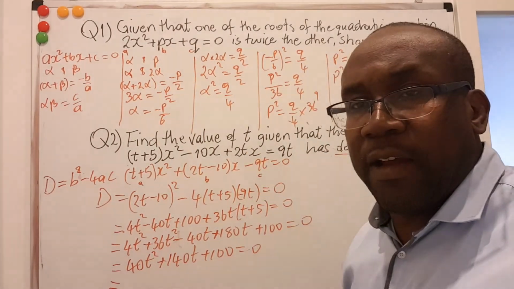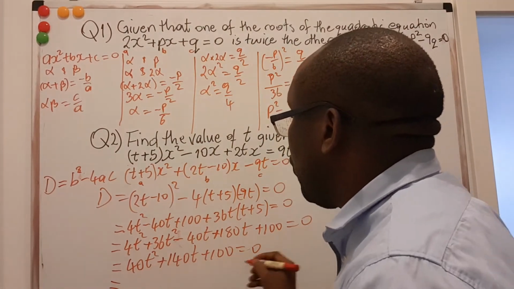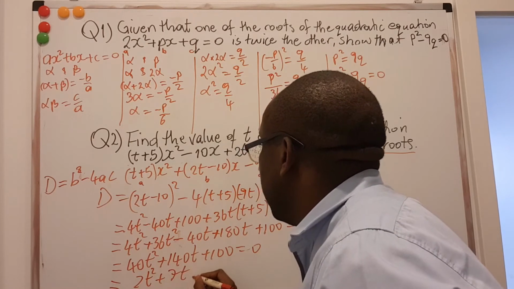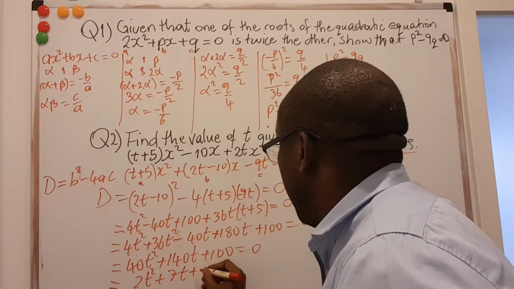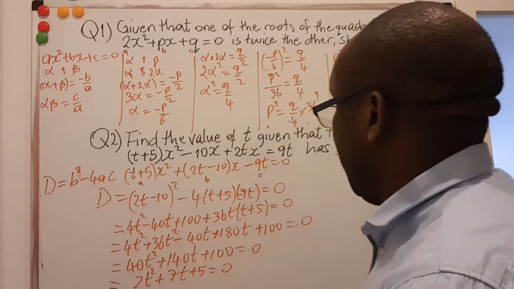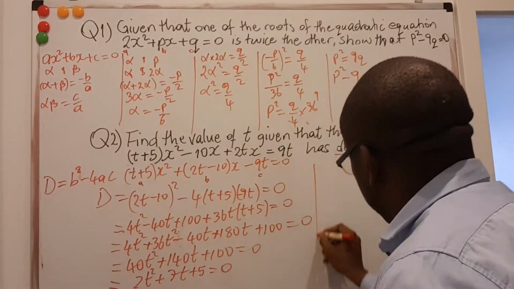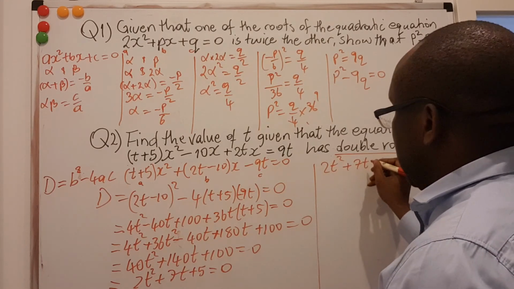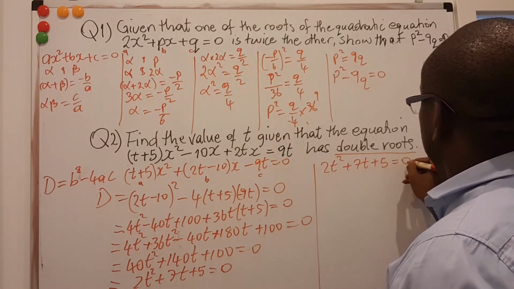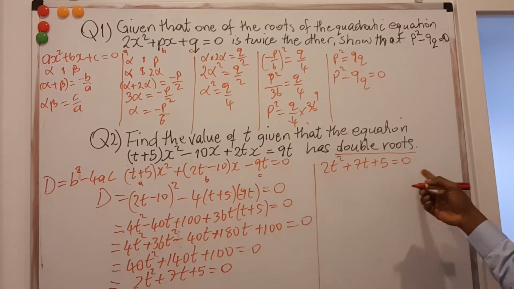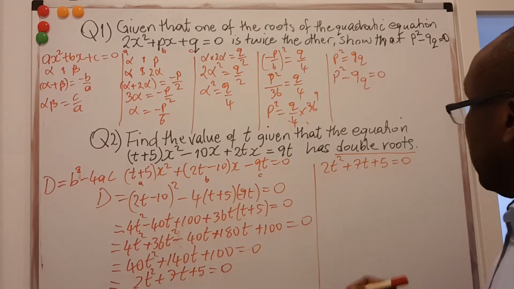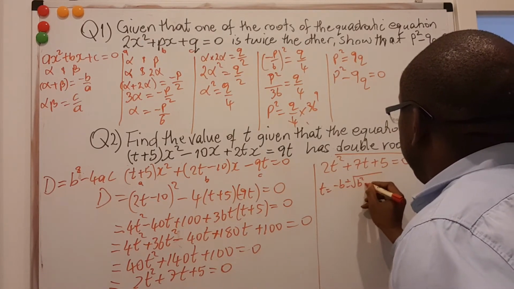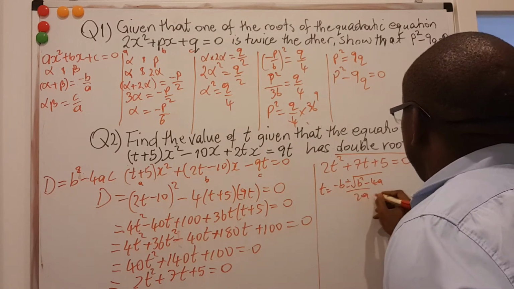And if I arrange it a bit nicely, I can divide all through by 20. Then I'll get 2t squared plus 7t plus 5 is equal to 0. So now I'm left to solve this equation. 2t squared plus 7t plus 5 is equal to 0. We can use the general quadratic equation formula to solve this. It always works. So t will be equal to minus b plus or minus the square root of b squared minus 4ac divided by 2a.